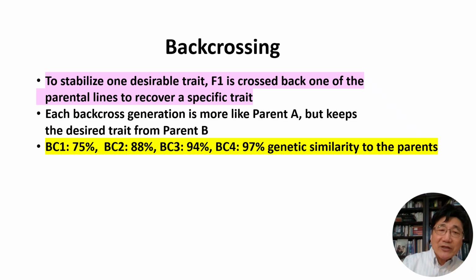In the BC1 generation, there is a 75% homology. In BC2, there is 88%. In BC3, 94%. And in BC4, there is 97% genetic similarity to the parents.